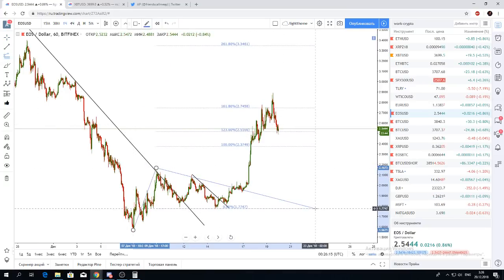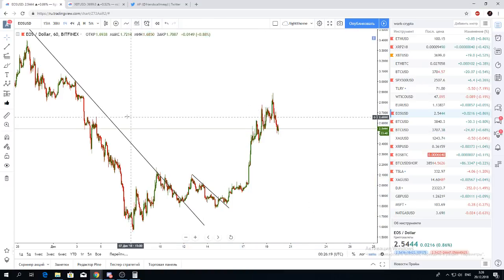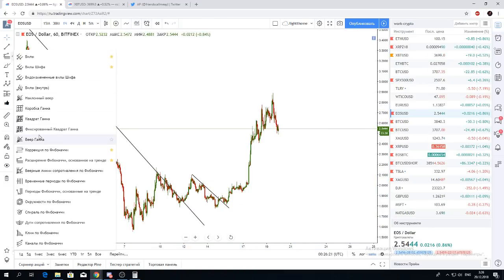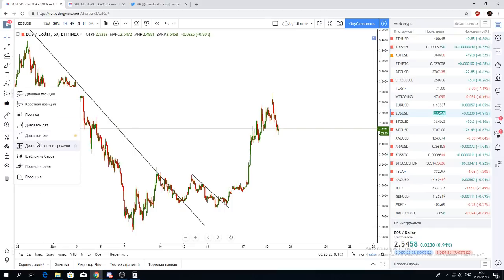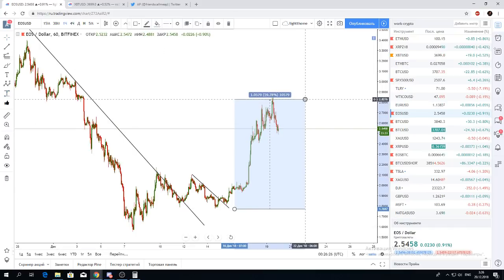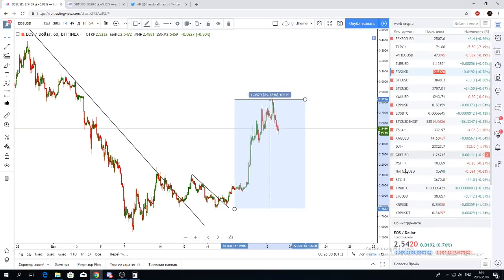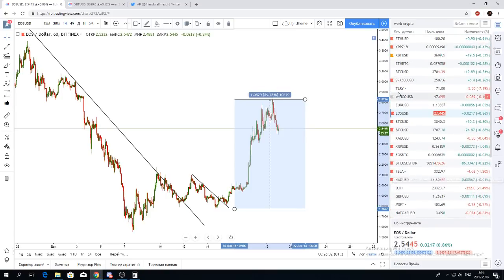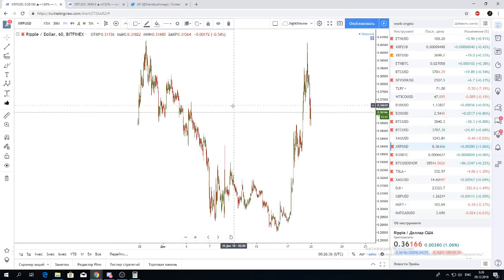Would it reach the target? Yes, it would reach the target. 1.618, quite simple, very simple trade here. Nothing had to be done. Minimal risk, lots of upside. XRP was the other trade that I was doing in crypto at the time.